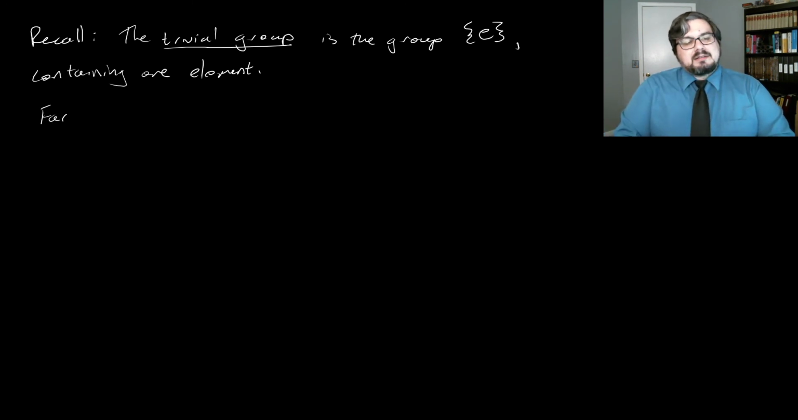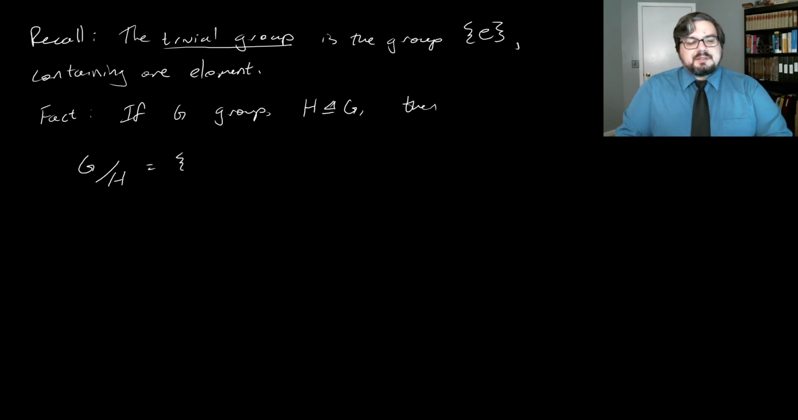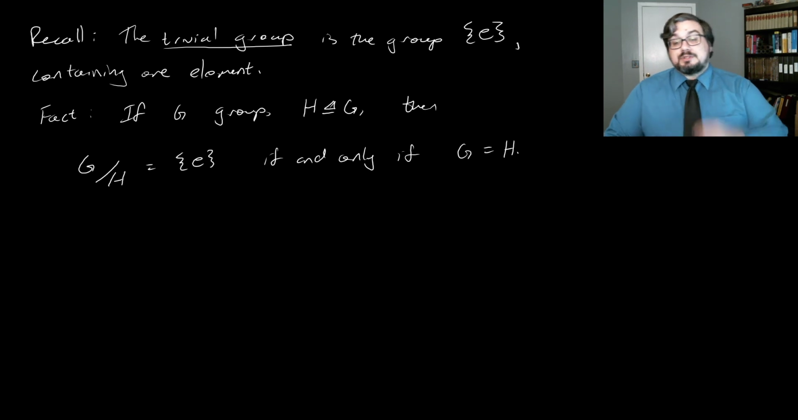Now, the fact that we will use, or that we did use in the previous problem, that we'll use occasionally, is the fact that if G is a group and H is a normal subgroup of G, then G mod H is the trivial group if and only if G is equal to H.